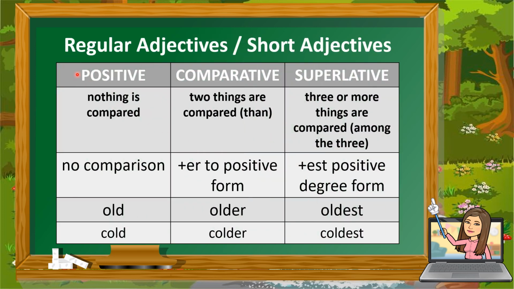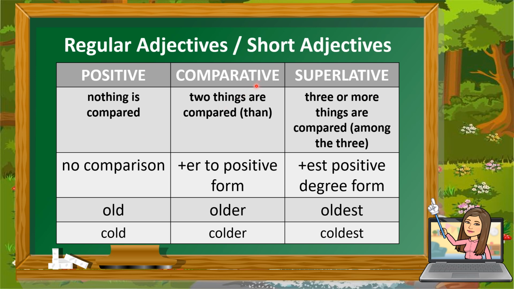So now let us focus on regular adjectives or short adjectives. Okay? So there are 3 degrees of comparison. So we have positive degree, comparative degree, and superlative degree. So please do remember, children, in positive degree, there is nothing to compare. Okay? Nothing is compared in here. Alright, so just one adjective only and one noun only.